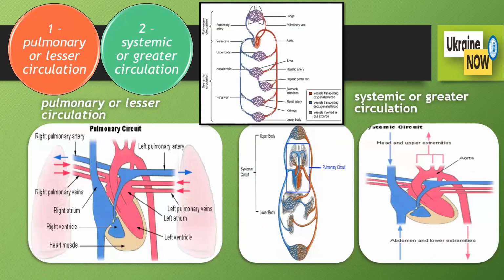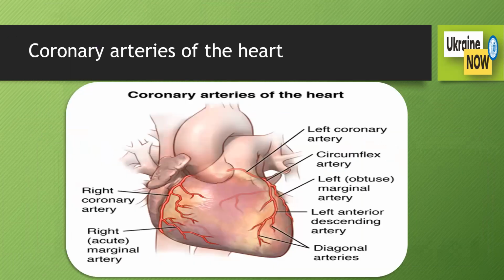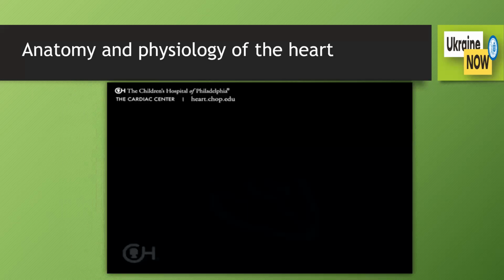There are 2 main types of cardiovascular circulation: pulmonary or lesser circulation and systemic or greater circulation, and they are responsible for oxygenation and circulation of the blood through the body. Also, we should remember the arteries of the heart that form the heart circulation, also called coronary circulation. It is the circulation of blood in the blood vessels that supplies the heart muscle, namely the myocardium. Now, please watch a short video about the mentioned information.